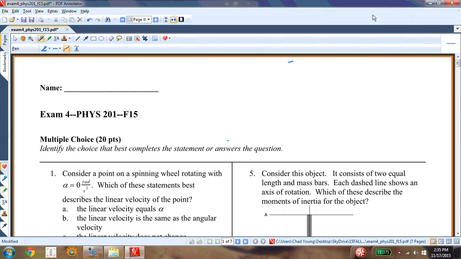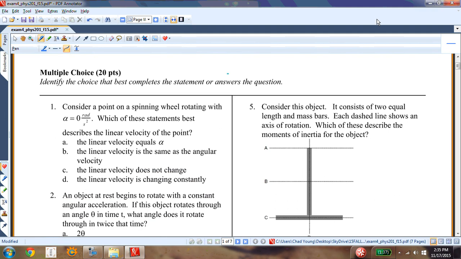Okay, this is exam 4 for physics 201. This is only the in-class portion. Remember, there was a take-home portion which was on equilibrium problems. Here, consider a point spinning on a wheel rotating with alpha equal to 0 radians per second squared. Which of these best describes the linear velocity of the point?